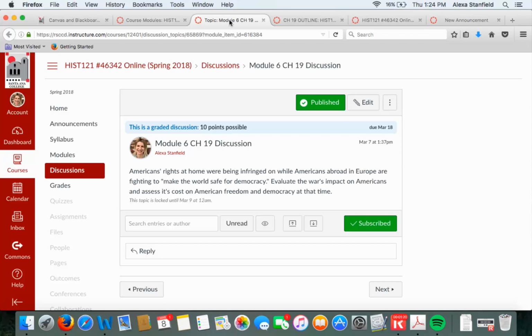I wanted to explain this a little bit more. So the prompt is that Americans' rights at home were being infringed on, while Americans abroad fighting in Europe are fighting to make the world safe for democracy. Evaluate the war's impact on Americans and assess its cost on American freedom and democracy at home.